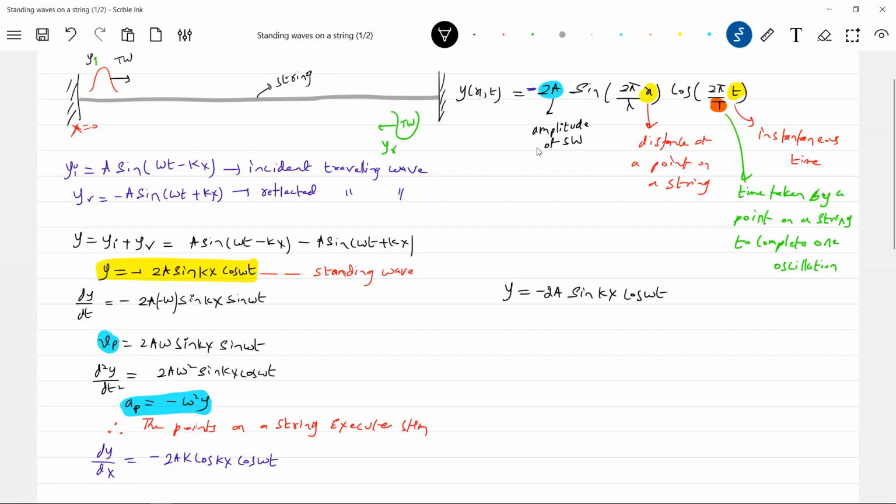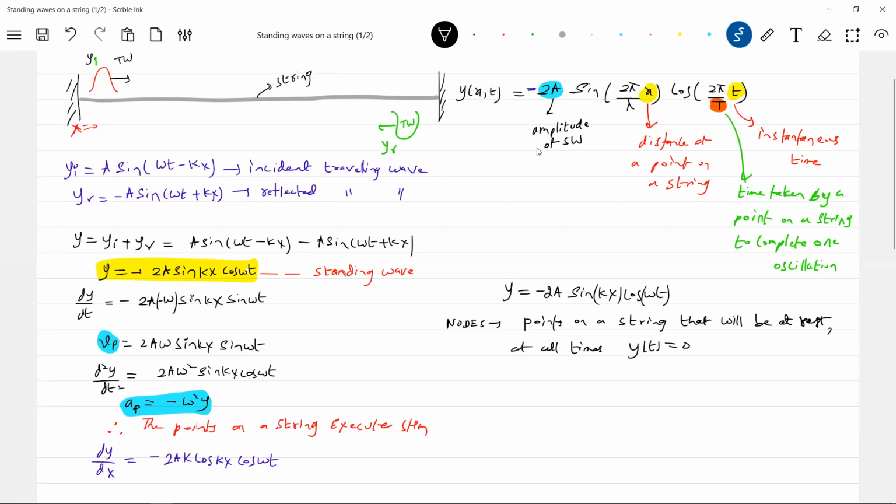Negative sign also, I think. So I'm in search of points which will be at rest at all instants of time. I'll define them as nodes: points on a string that will be at rest at all times.